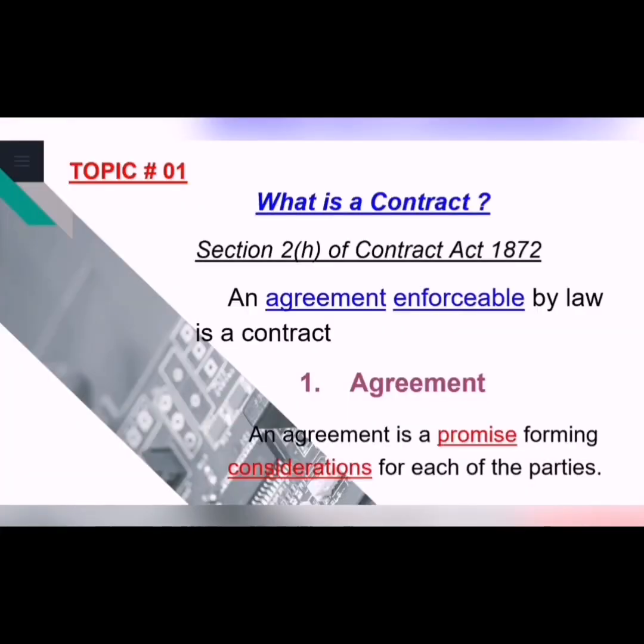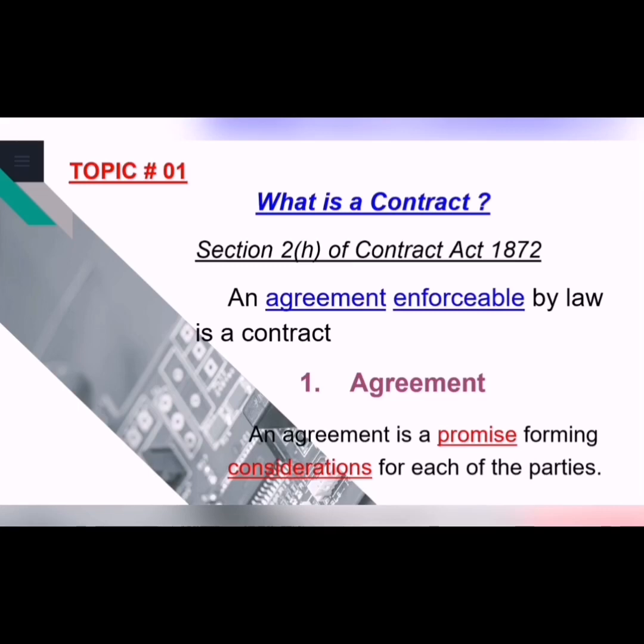So here comes the slide which will give you the basic idea about contract. I mean to say, what is a contract? An agreement enforceable by law is a contract. Now you can see I have divided this phrase, or you can say the first line, into two blue lines. First one is agreement and second one is enforceable. So you can say these are the two constituents of the contract definition. So contract is an agreement which is enforceable by law.